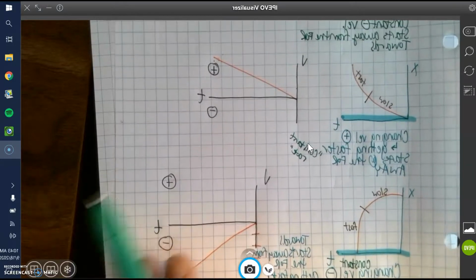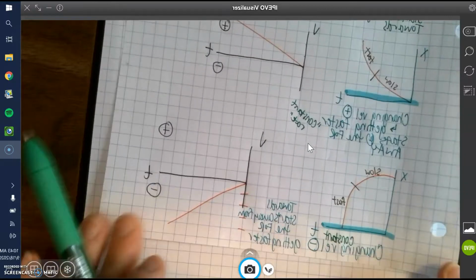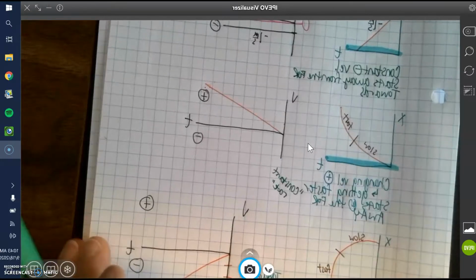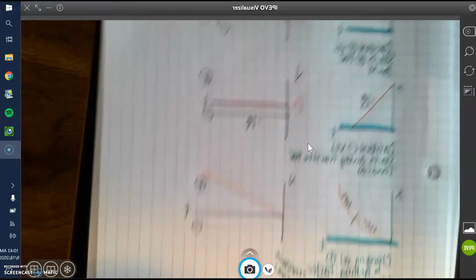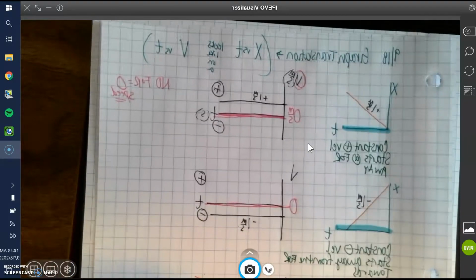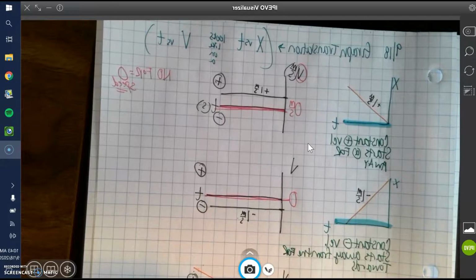So make sure you get these notes down. I am going to take a picture of this and put it with the video so that you can have that. This should help with your concept builder.